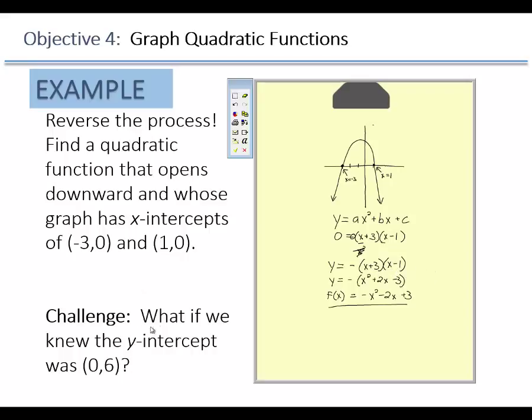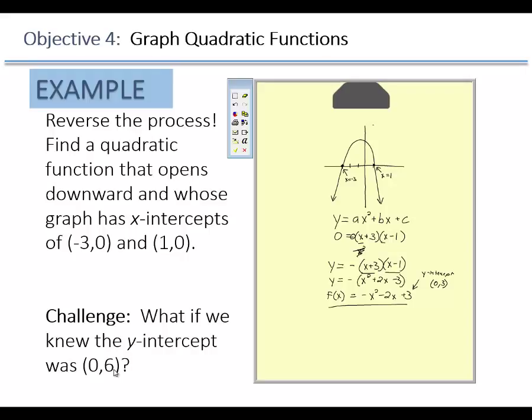Now, as the second part of that question, what if we knew the y-intercept had to be (0, 6)? As you can see, in our function, our y-intercept is going to be at (0, 3). So how can we change that function so that that last number is a 6 without changing our two factors?